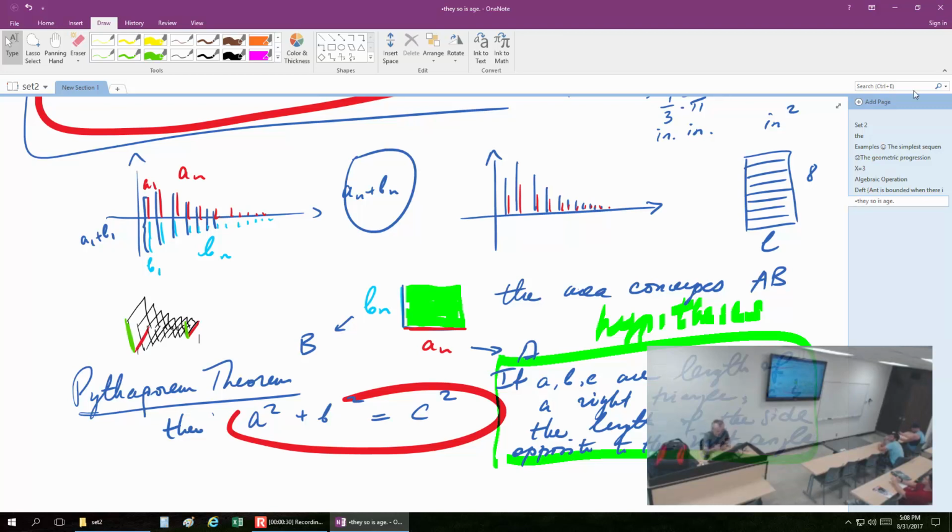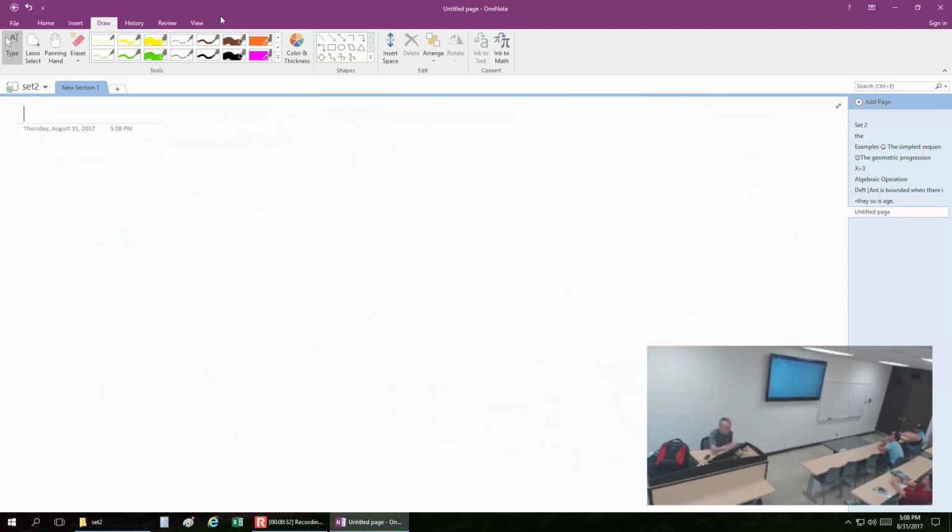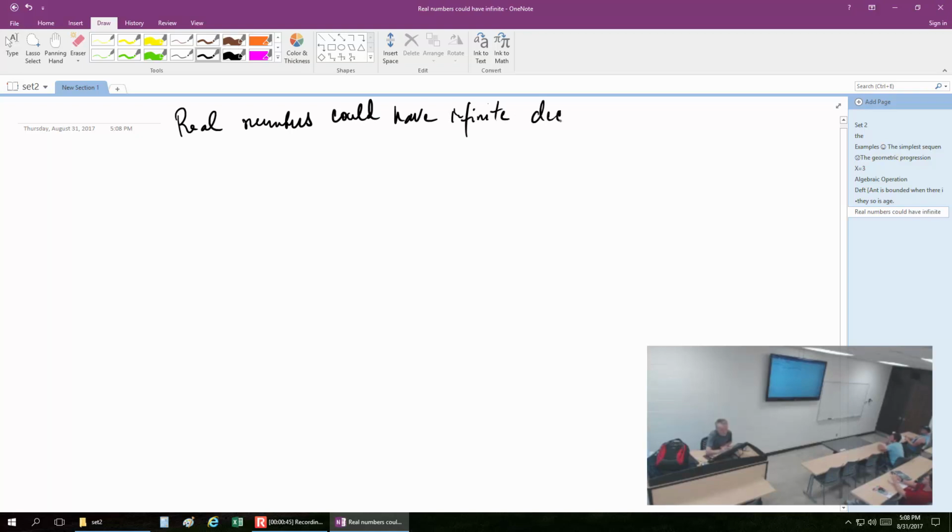In what sense? In the sense that real numbers could have infinite decimal representations. Even for a real number, it seems like it's okay just to point out: this is a real number, a real number here, a real number over here.